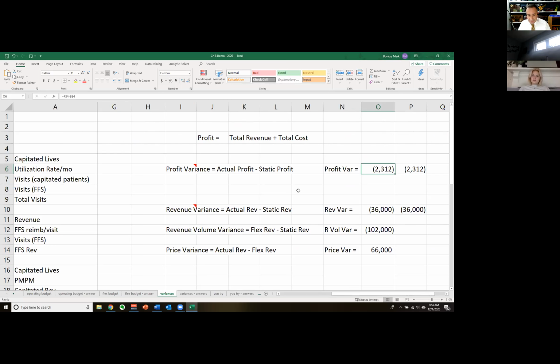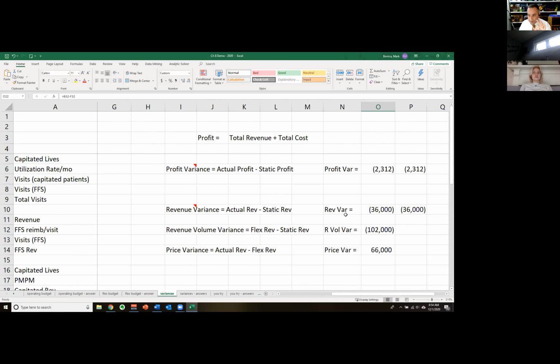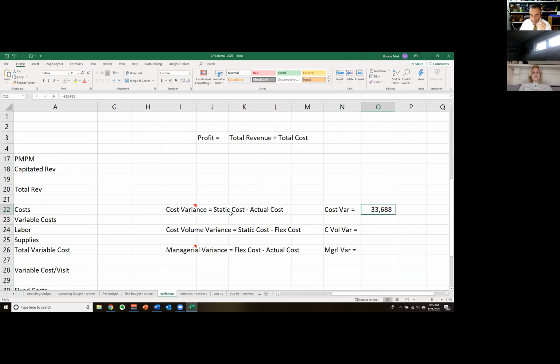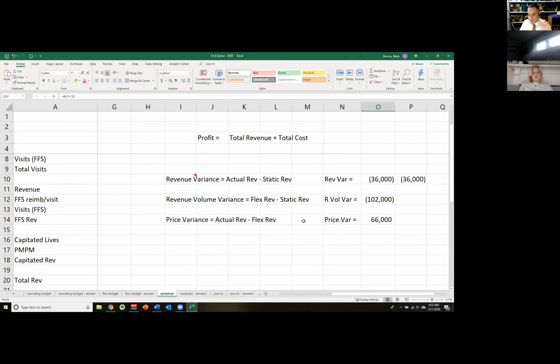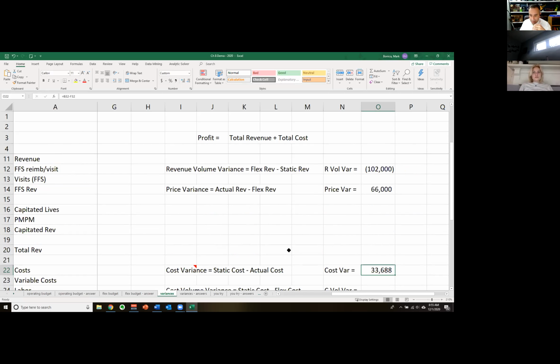So then that profit variance can be decomposed into revenue variance, right, which is the actual revenue minus the static revenue, which gives us 36,000, and cost variance, right, which is static cost minus actual cost. So let's review that for a second. Notice and remember, when we're doing profit variance and revenue variance, we're going right to left. We're doing actual minus static. When we're doing cost variance, we're going left to right. We're doing static minus actual. And the reason is we want the sign to come out as positive for favorable variance and negative for unfavorable variance.